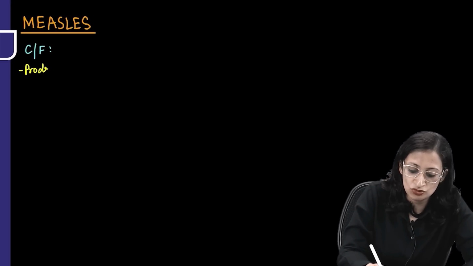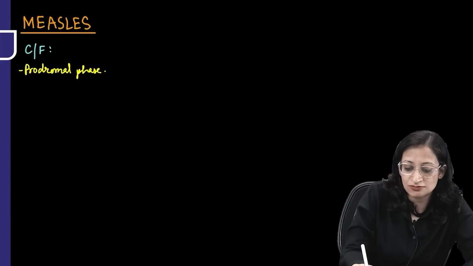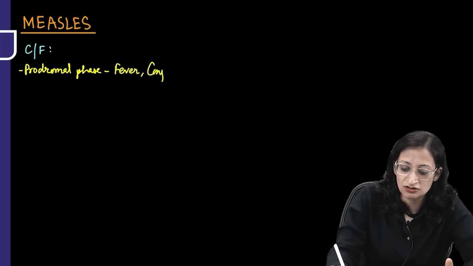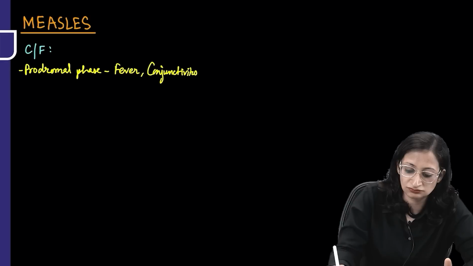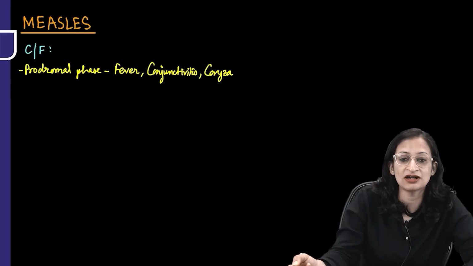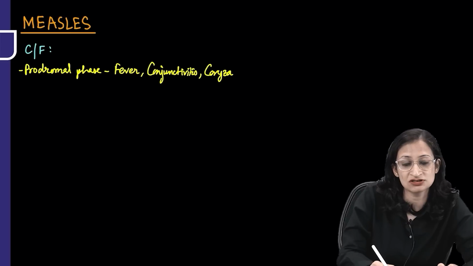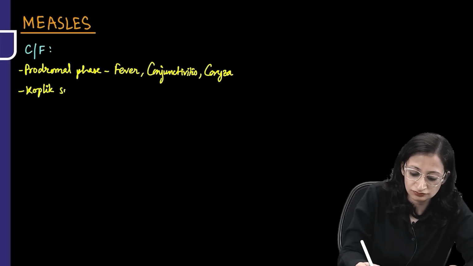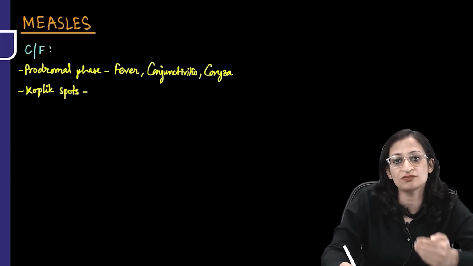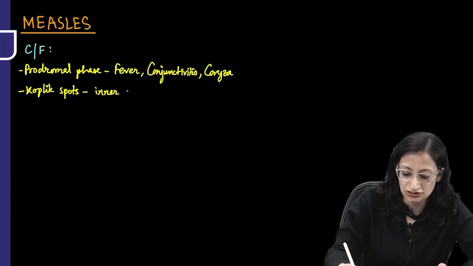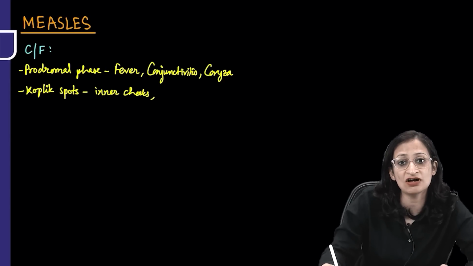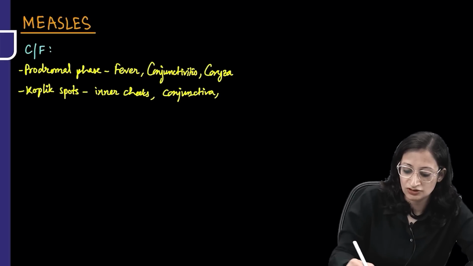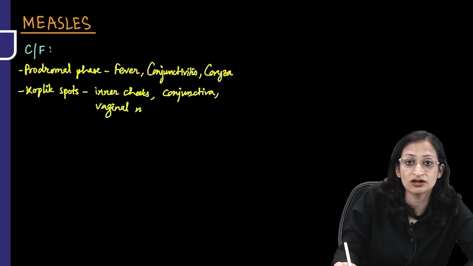Initially there is a prodromal phase where there is presence of fever, conjunctivitis and coryza. The child has a wet kind of a look. And there are something known as Koplik spots. These are reddish spots with a white center, which are present on the inner side of the cheek, on the buccal mucosa. But they can also be present on conjunctiva as well as vaginal mucosa.